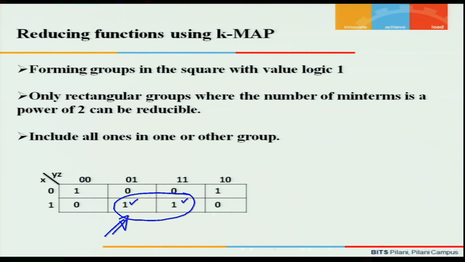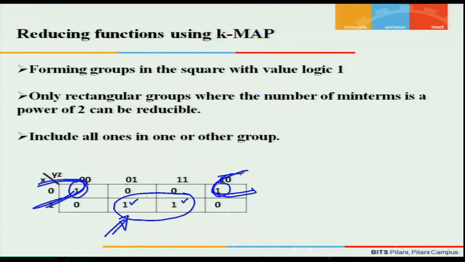I have a 1 here and I have a 1 here. The question is, are they adjacent? Now, adjacency can also be obtained by, if we take this as a sheet of paper and wrap them around, which means this entry and this entry become adjacent to each other. So, I will have another group formed by combining these two ones. Now, are there any ones left out? No, I have taken care of all the ones.